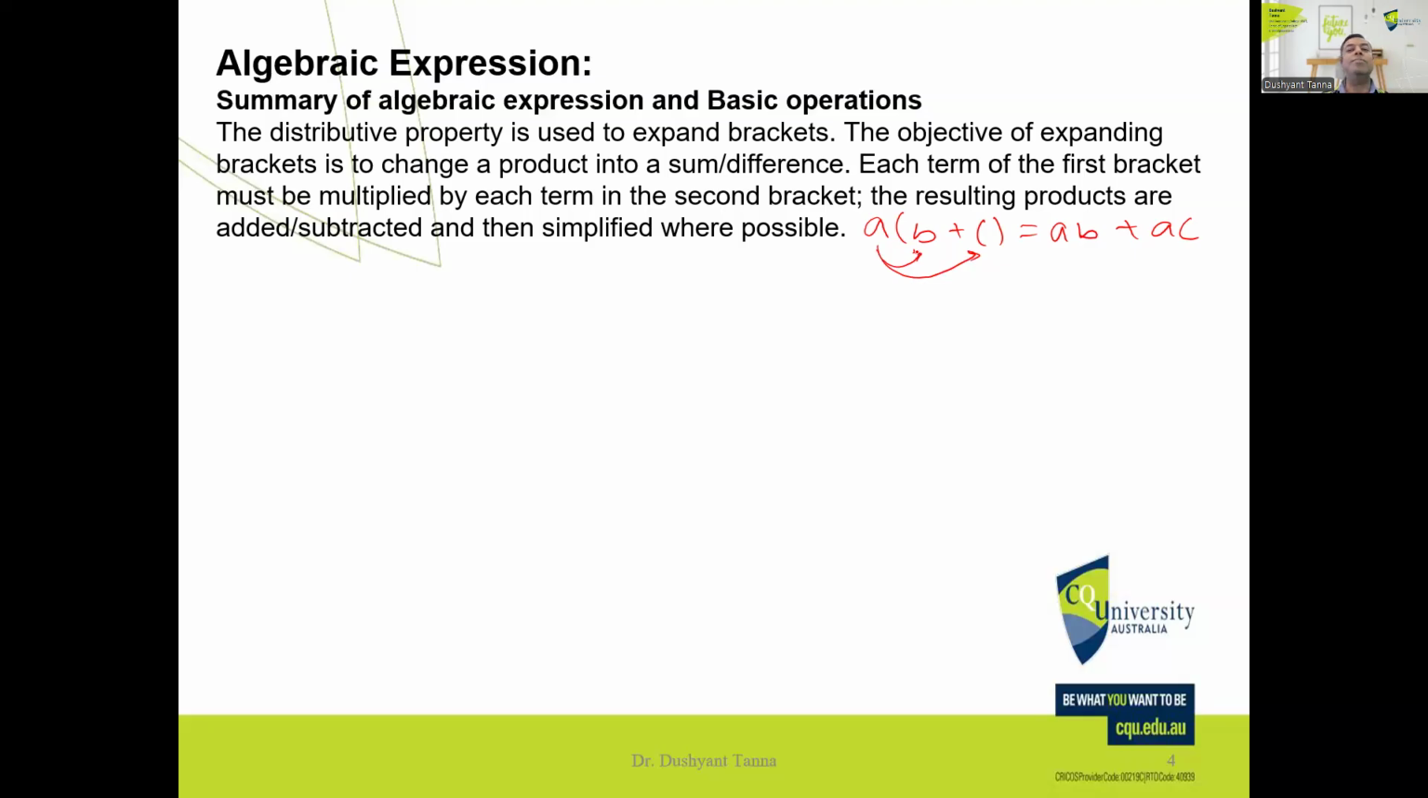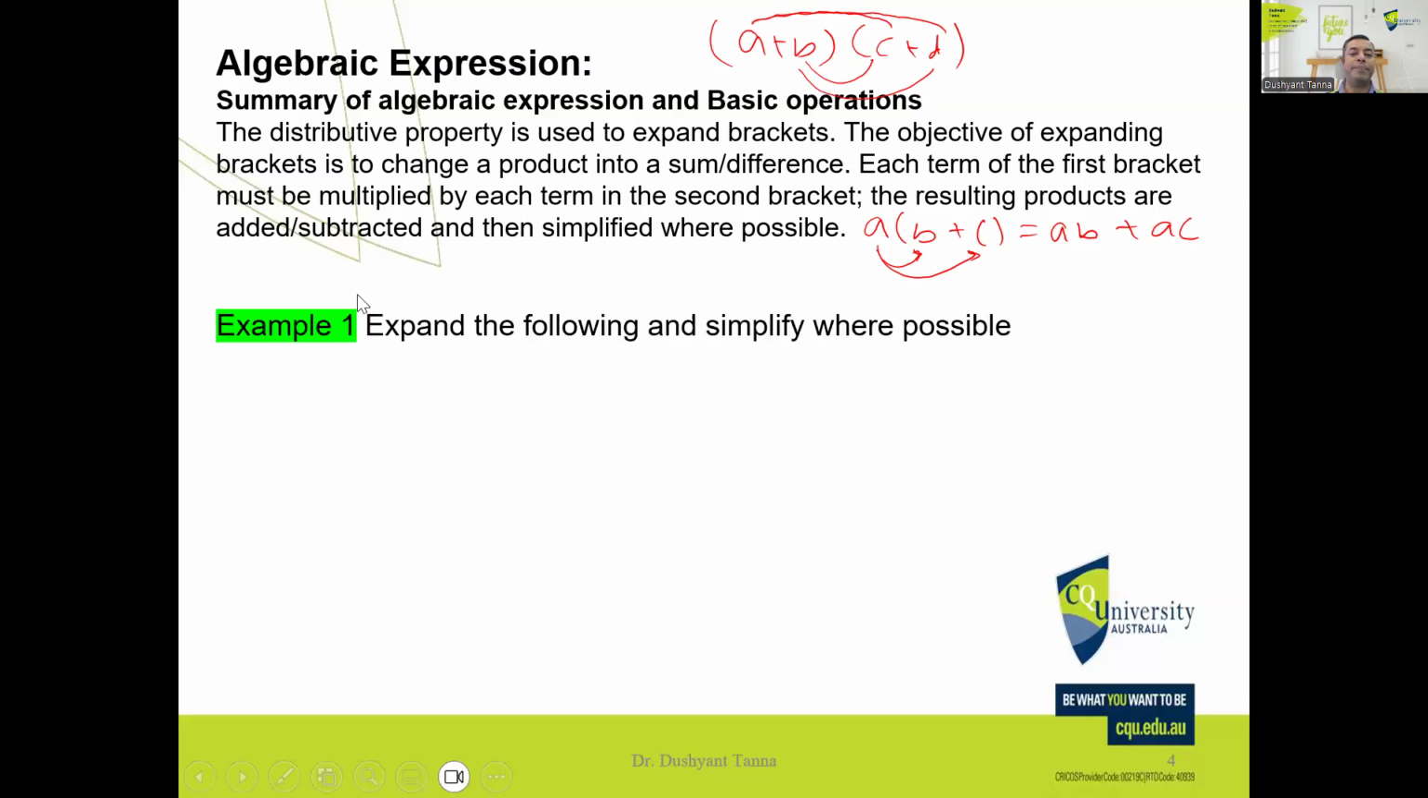Right. The objective of expanding brackets is to change the product into a sum or a difference, depending on the inner bracket. Each term of the first bracket must be multiplied by each term in the second bracket. So the second bracket has B and C, and A is multiplied with both of them. It might happen that you have A plus B multiplied by C plus D. Then A is multiplied with both, B is multiplied with both, and you keep the plus or minus sign. The resulting products are added or subtracted, and then simplified wherever possible.